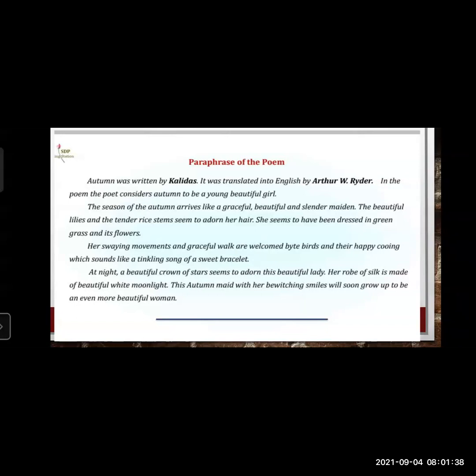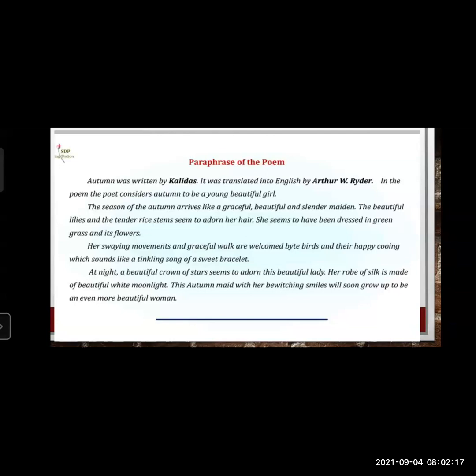Yes, students, in the last lecture we saw that Kalidasa wrote this poem in the Sanskrit language, and the California University's professor of Sanskrit, Professor William Ryder, translated this poem into English. The original poem has three stanzas, but for us in ninth standard only two stanzas are given for this year. In this poem, the poet directly compares the autumn season to a beautiful and young girl, and the autumn season is called a beautiful girl.